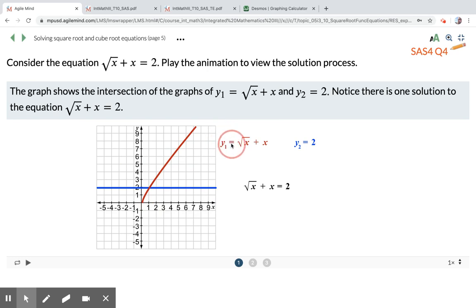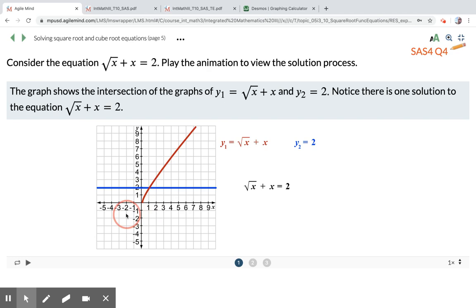I said, okay, y sub 1 equals root x plus x, for that's the one side. So I graphed that guy. He's the one in red. And then y equals 2. I graphed that guy in blue using Desmos. Because I graphed that side of the equation and that side of the equation, I can see I have one solution. It's right there. I've got one solution at x equals 1. This is my first graph.